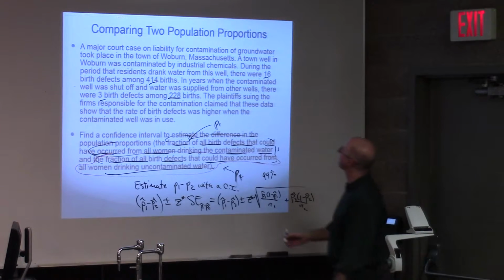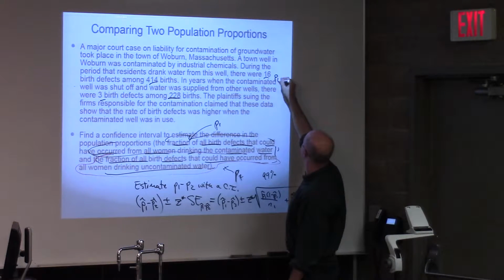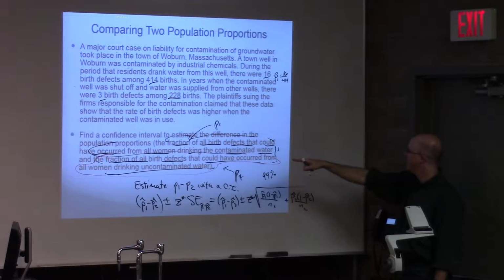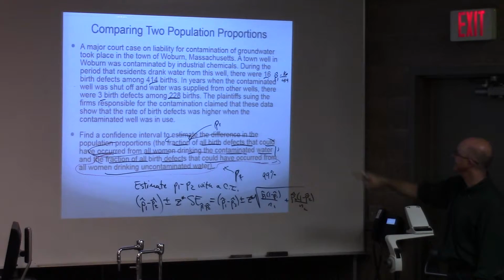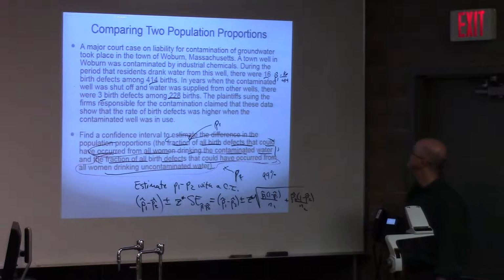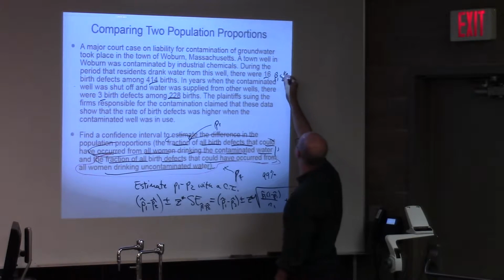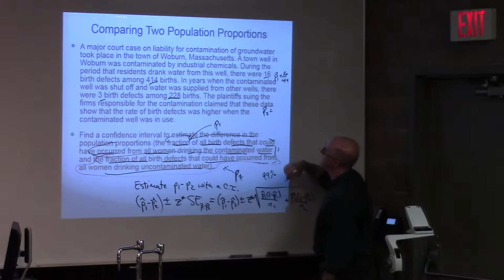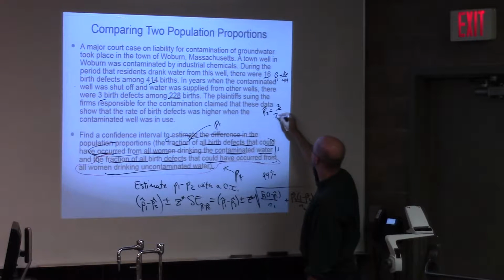What's P1 hat? Look at the numbers, it is 16 over 414. That is an estimate for the fraction of all birth defects that occurred from women who drank the contaminated water. 16 over 414 is 0.0386. We'll see it on the calculator too. P2 hat is 3 over 228.